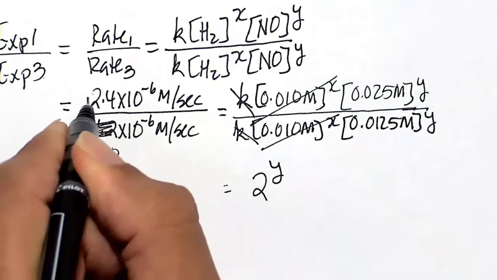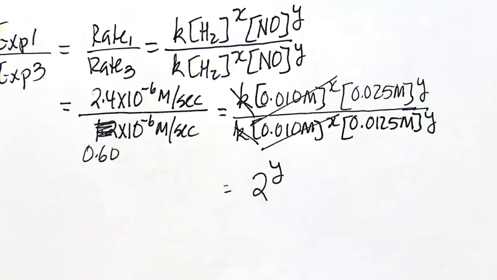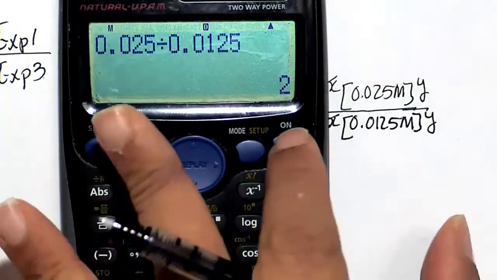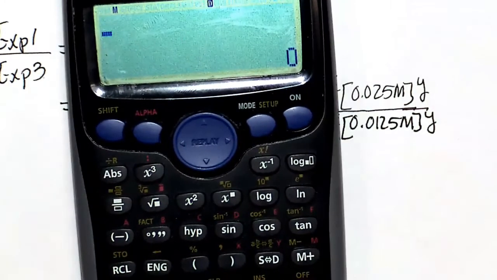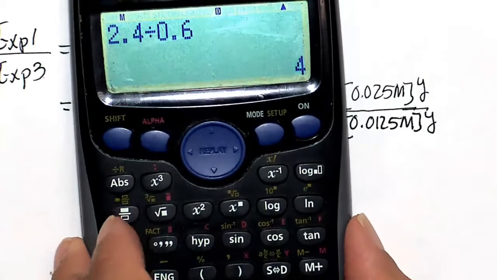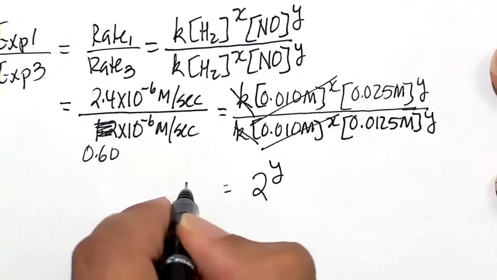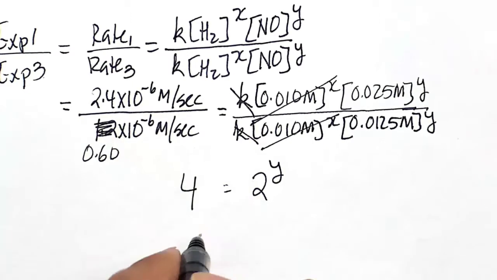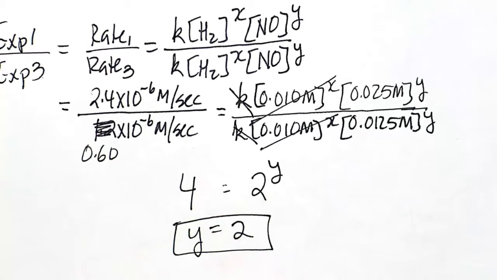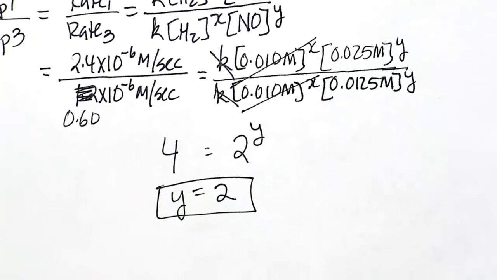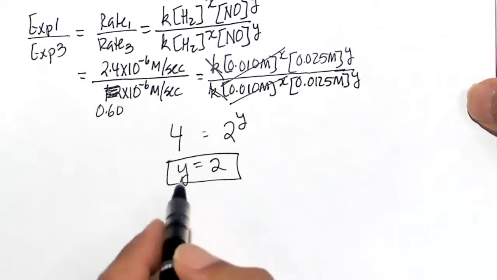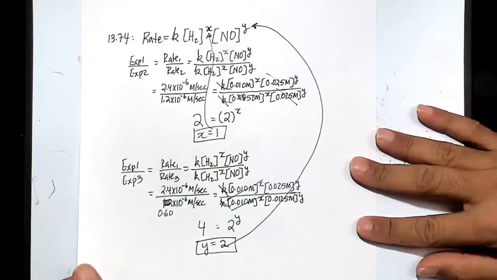And 2.4 times 10 to the minus 6 divided by 0.60 times 10 to the minus 6. So what's 2.4 divided by 0.6? I feel like I should be able to do this in my head. 4. Okay, that makes sense. 4. So this decays via second order kinetics. Y is 2, right? 2 to the power of 2 is equal to 4. So this is second order kinetics. Right? So we're not done yet.